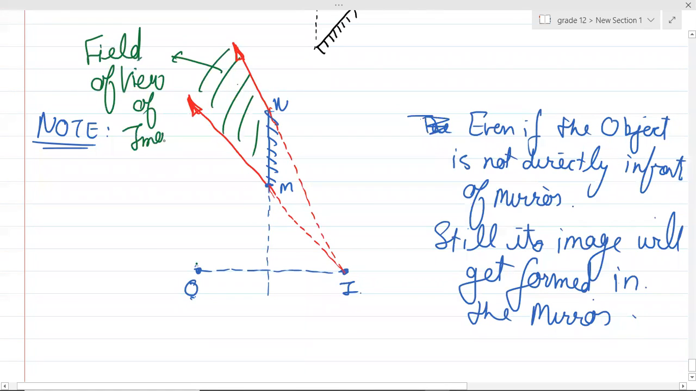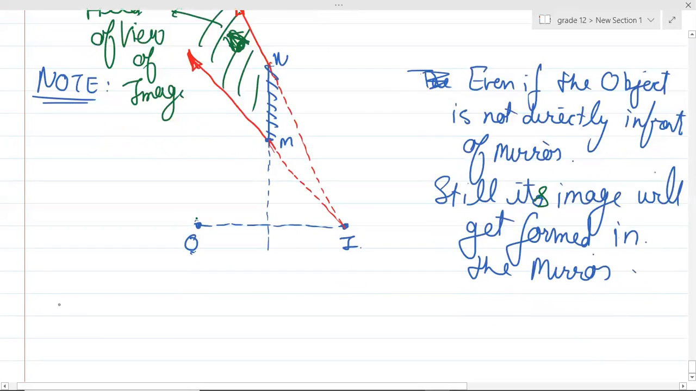Is this clear? Yes, sir. But if there is another observer who is over here, then that person can see it, right? So I guess field of view is clear, right? So please remember, every plane mirror, irrespective of the size of the mirror, will always produce a complete image of the object, right? I'll make you write this thing.